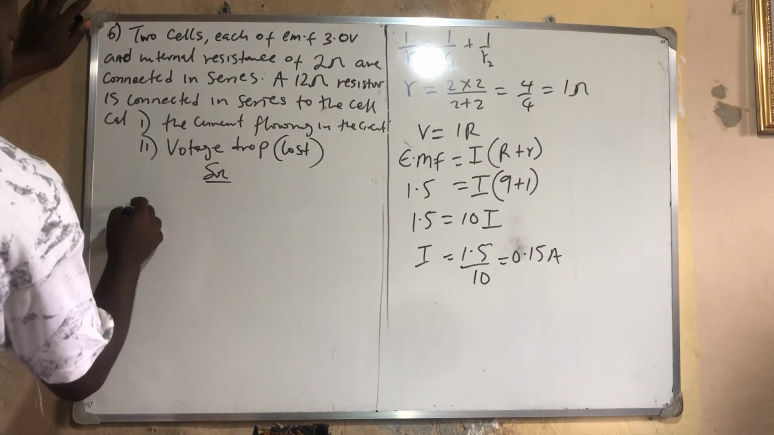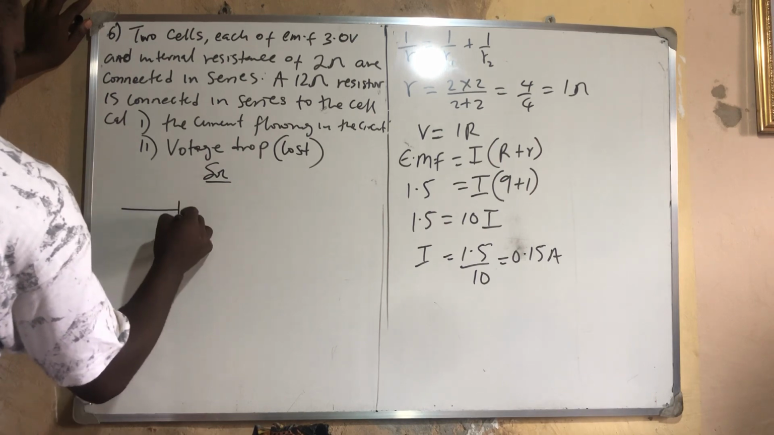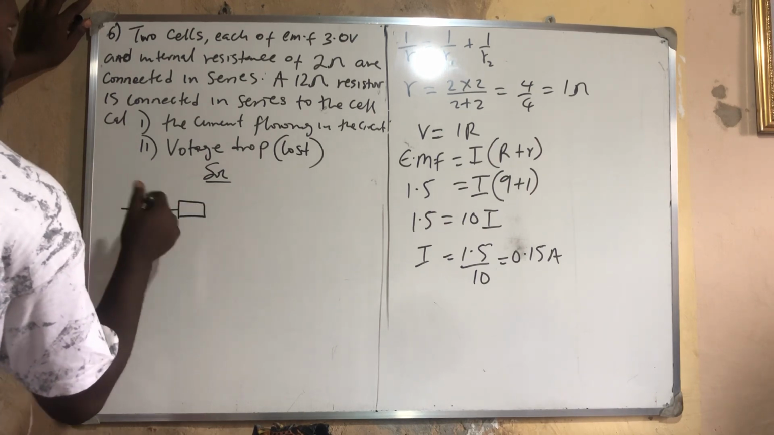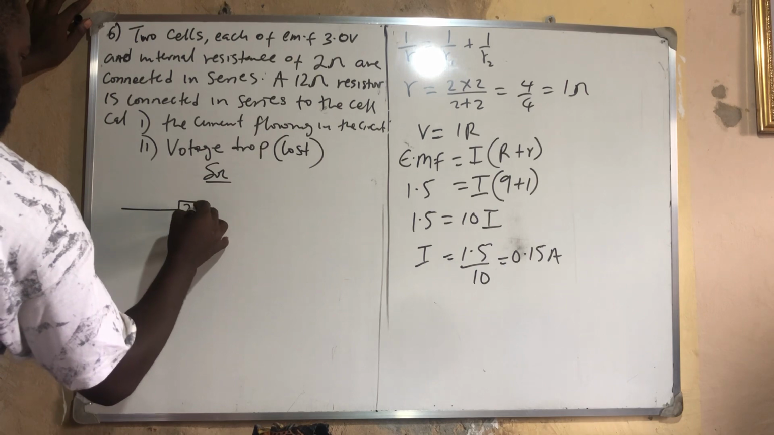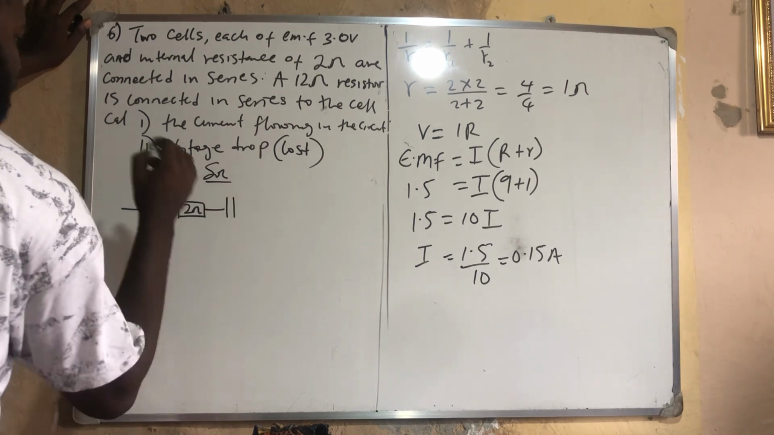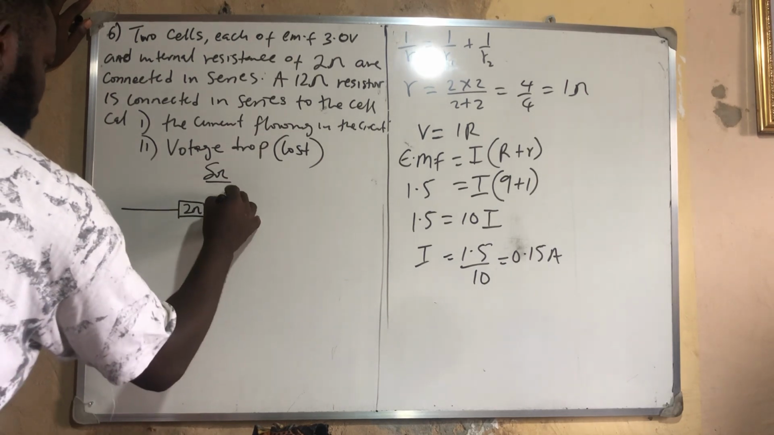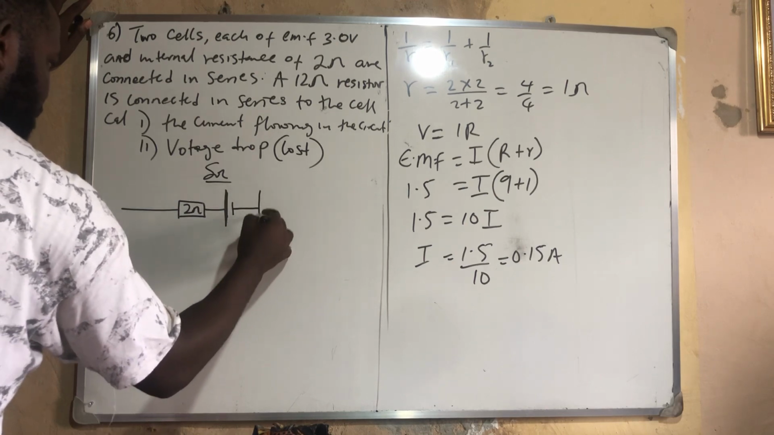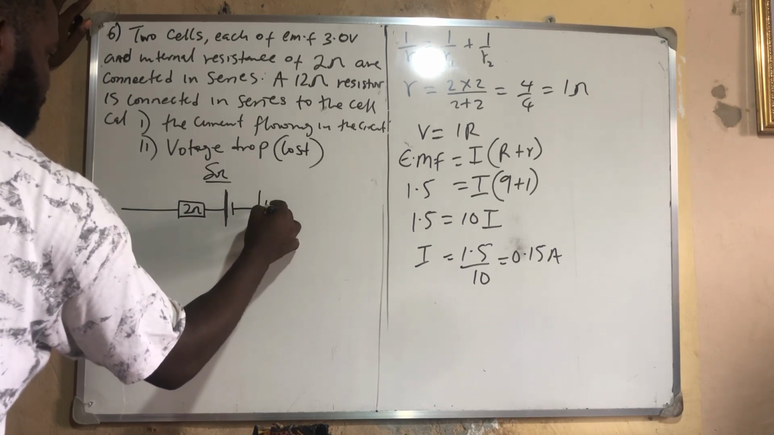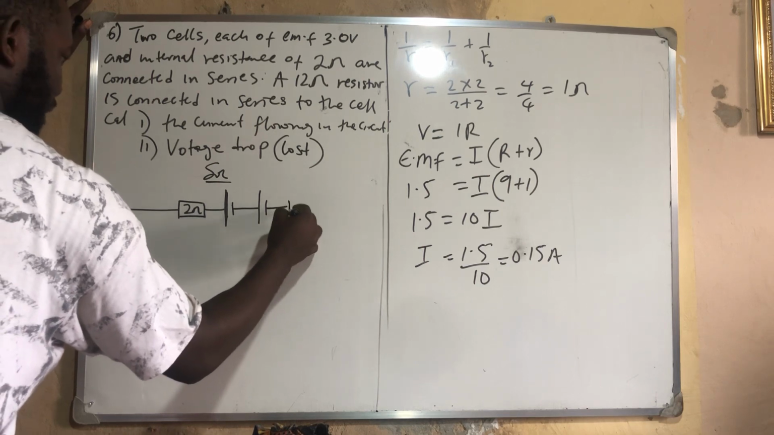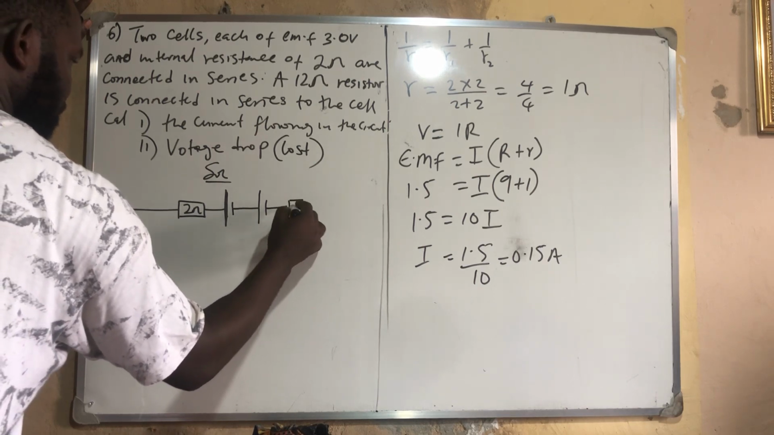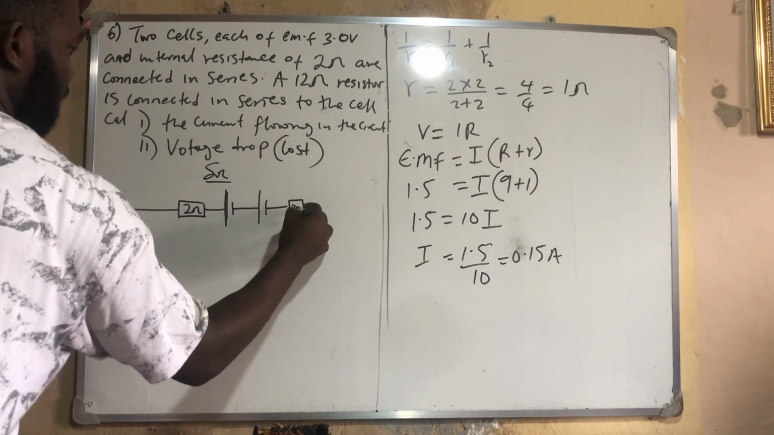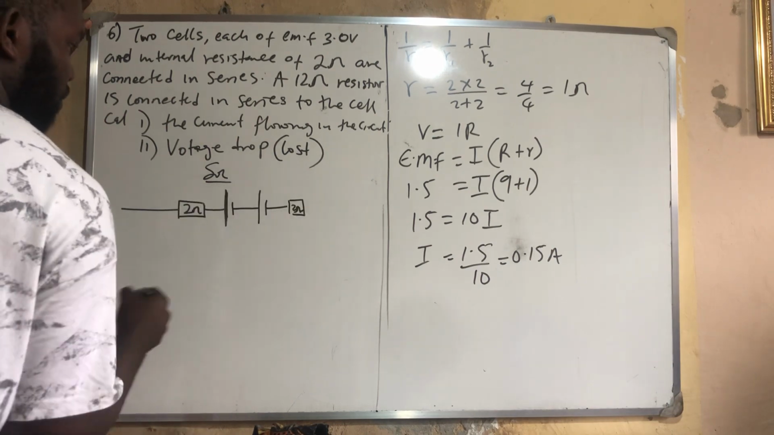If I'm drawing it, I'll have 2 cells. The first cell has an internal resistor of 2 ohms. And this is the first cell. Connected to this one will be big, and this one will be small. Then this one has its own resistor, 2 ohms again. These are the internal ones, okay?